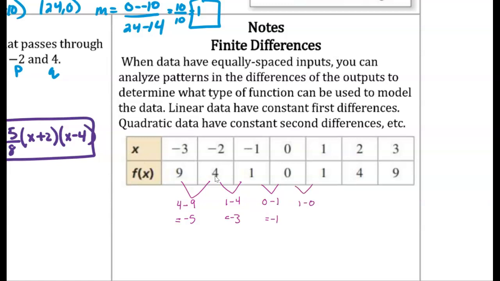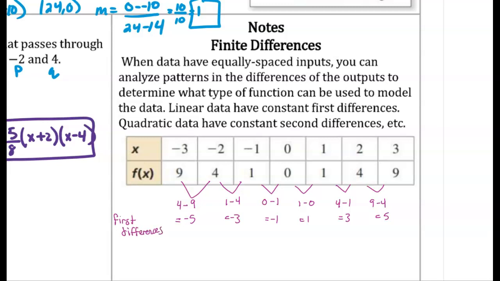1 minus 0 is 1. 4 minus 1 is 3. 9 minus 4 is 5. Now, what we did here was called first differences. That's what we did right here. It's where we subtract for the first time. So this is first differences.